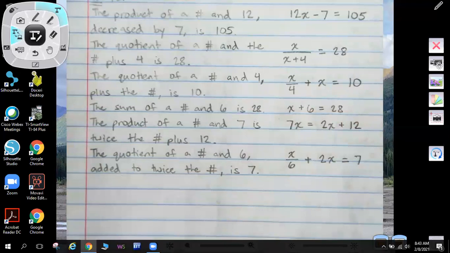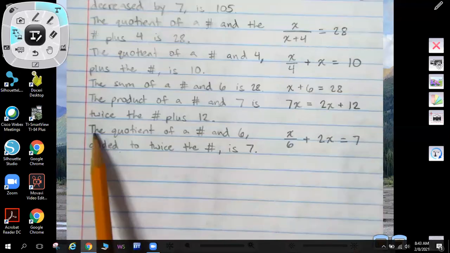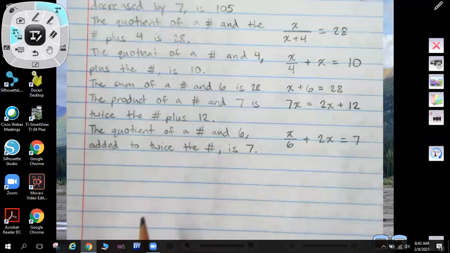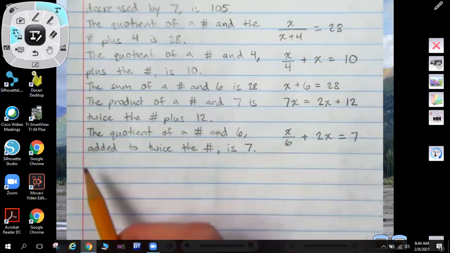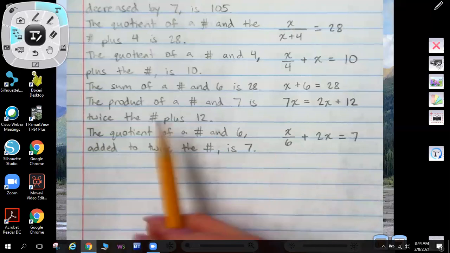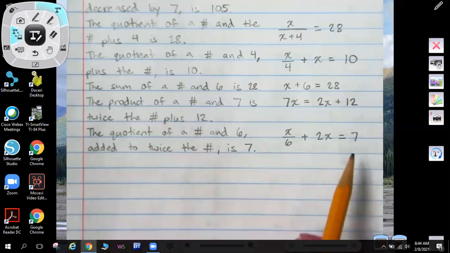So again, we're using the same variable throughout because it says the quotient of a number, it could be any number, which means we could use any variable. We could use X, we could use Y, we could use A, B, whatever letter of the alphabet you want. But as soon as we choose that letter, that's what we stick with when it says added to twice the number. So the variable that you chose to use, you use it throughout the equation.